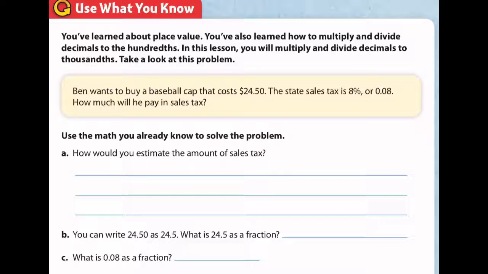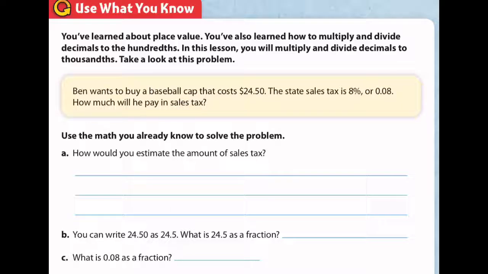Take a look at this problem. It says Ben wants to buy a baseball cap that costs $24.50. The sales tax is 8% or 0.08. 8 hundredths is the same as 8%. How much will he pay in sales tax?